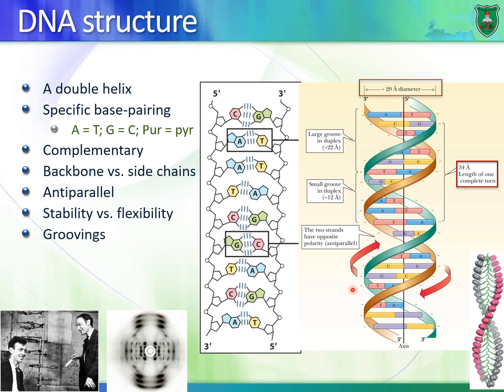Now, it is not a perfect helix. This is what a perfect helix would look like, really uniform helical structure. Rather, you have it sort of bent, as you notice in here. So it's not a perfect helix. So that's the first one. It is a double helical molecule.